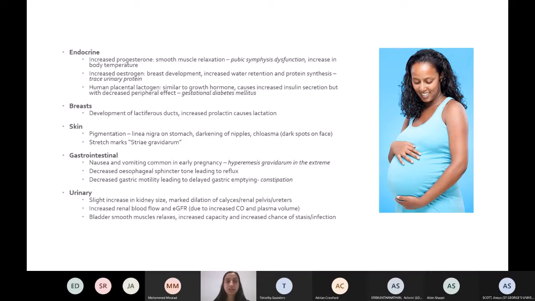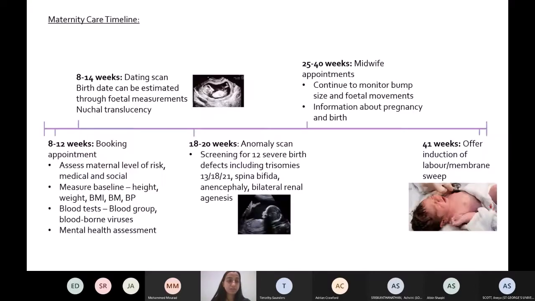We talked about an increase of nausea and vomiting in early pregnancy, but again, taken to the extreme is hyperemesis gravidarum. You get a decrease in the sphincter tone, which can lead to reflux, and a decrease of gastric motility, which can lead to constipation. Your kidneys increase slightly in size, and the blood flow to your kidneys increases. The smooth muscle in the bladder can also relax because everything else is relaxing, which gives increased capacity, but then can also increase the risk of stasis and infection.